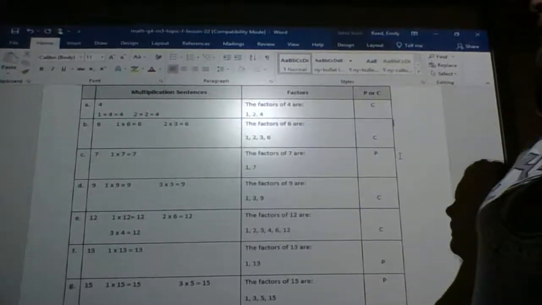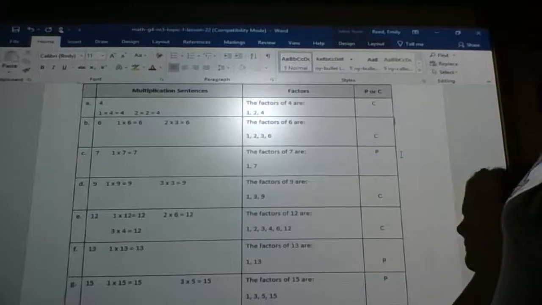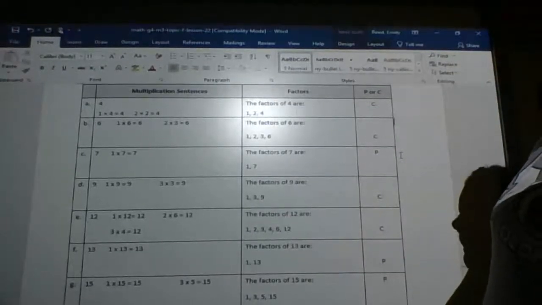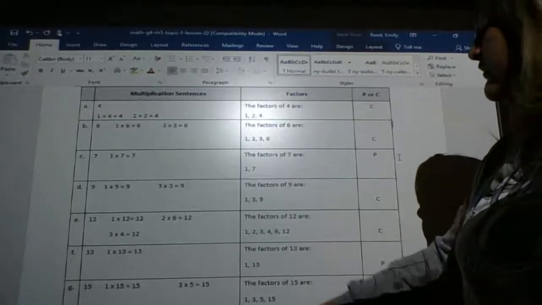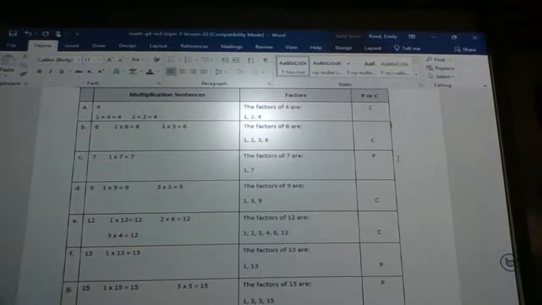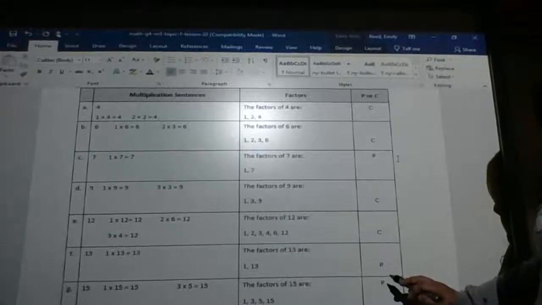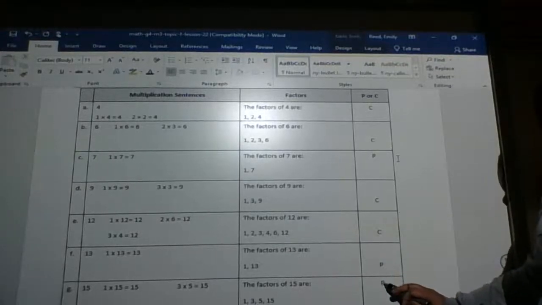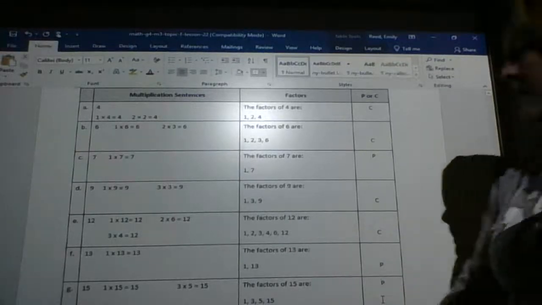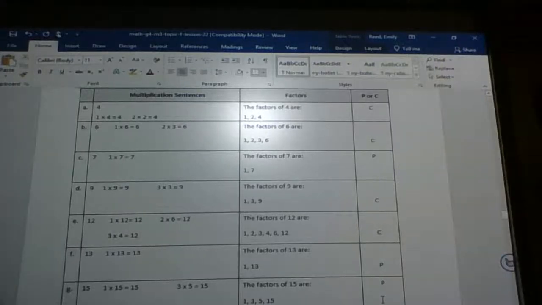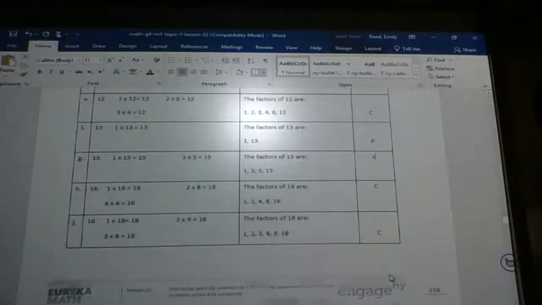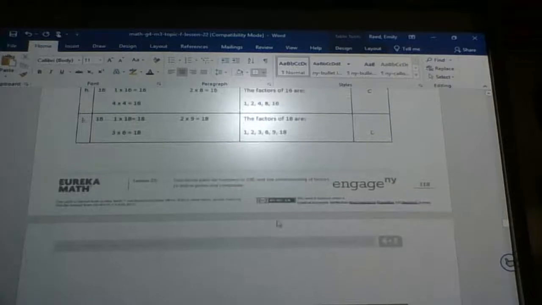On G, your multiplication sentence is 1 times 15, 3 times 5. Your factors are 1, 3, 5, and 15. And that makes that, ooh, look guys, this is a mistake here. That should make that a composite number because it has more than 2 factors. So let's fix that. 15 is definitely a composite number. We're going to scroll down a little further.